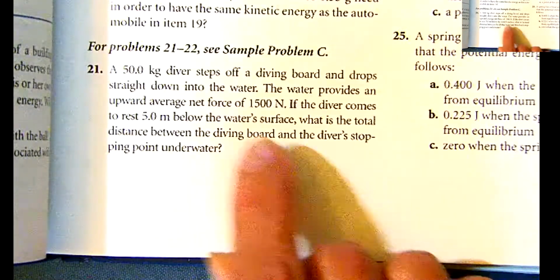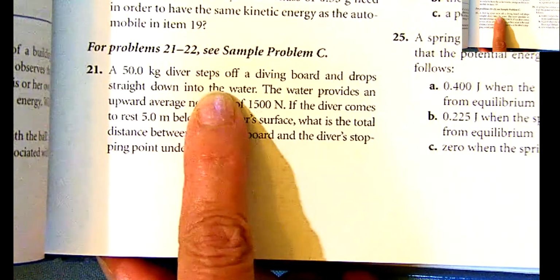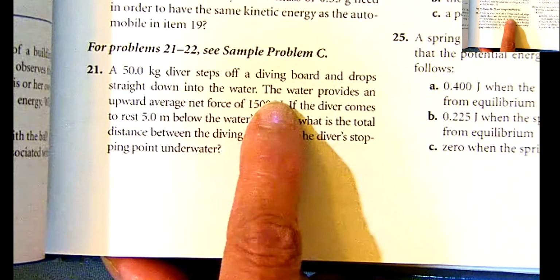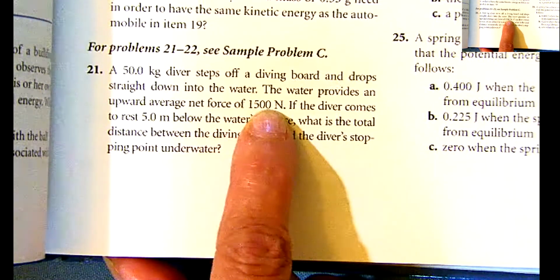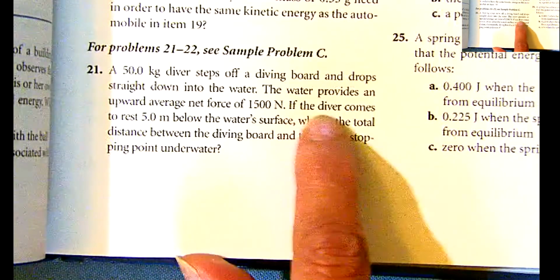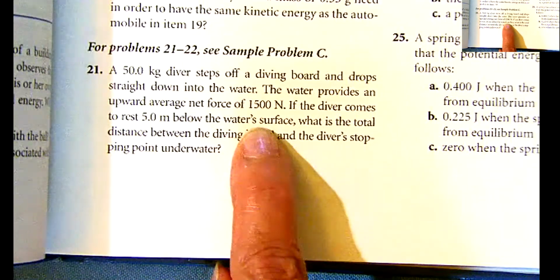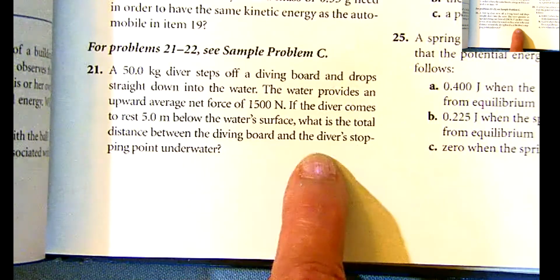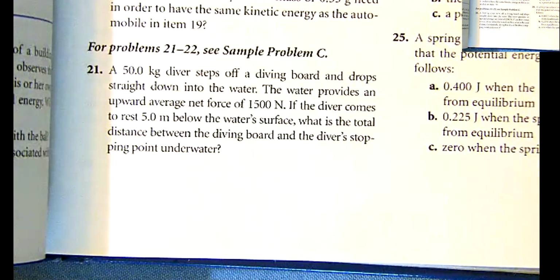So the problem says, we have a 50-kilogram diver who steps off a diving board and drops straight down into the water, probably a pool. The water provides an upward force, net, of 1,500 newtons. So 1,500 newtons, the water pushes up. If the diver comes to rest 5 meters below the water surface, what is the total distance between the diving board and the diver's stopping point underwater? Okay, this is probably a good problem to read more than once.